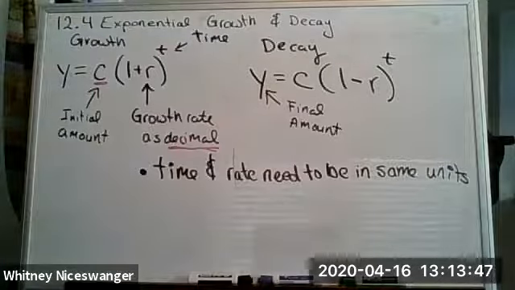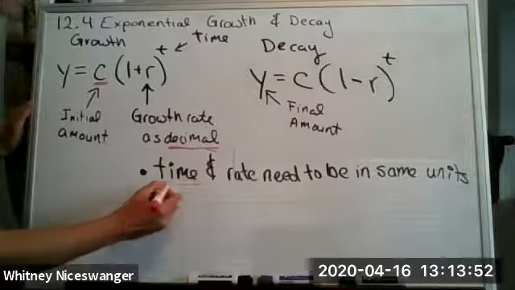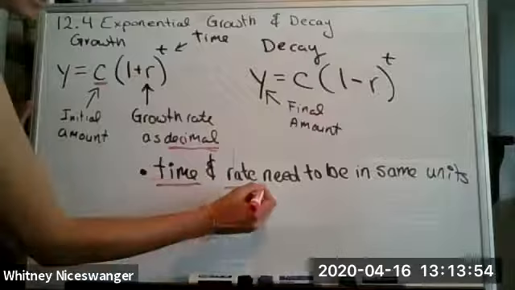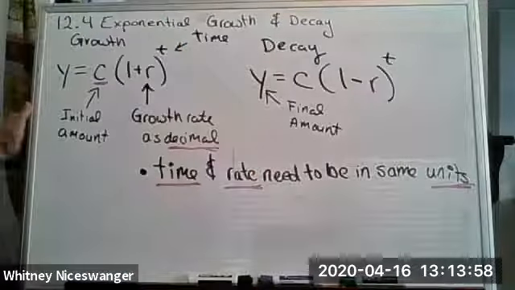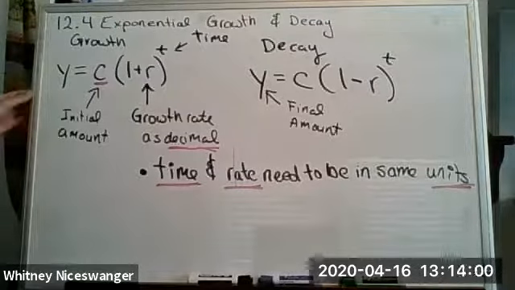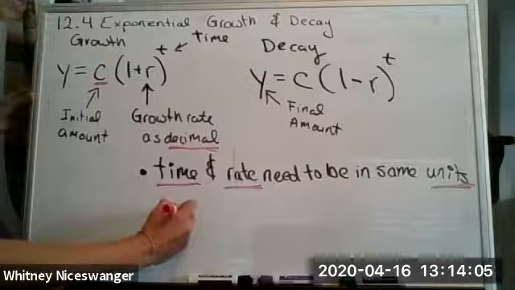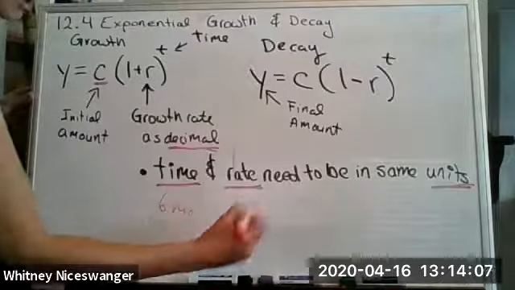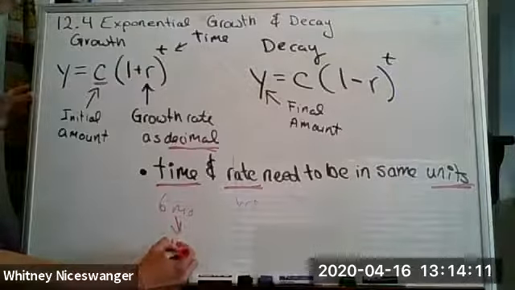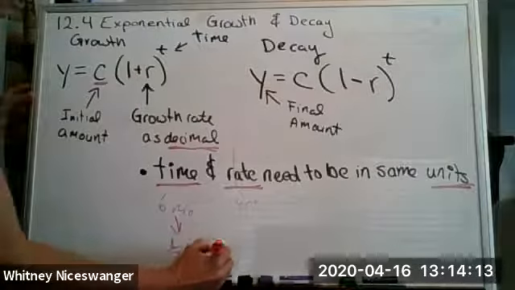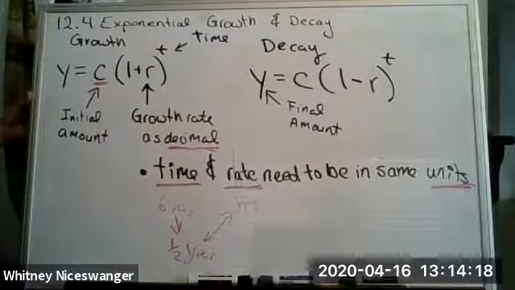The big thing you have to be careful of when you're reading these word problems is that the time and the rate have to be in the same units. All right, we've had stuff like this before. If the time is 6 months, and the rate is in years, well, then you have to convert that time into half of a year, okay, so that they get into the same units, okay?